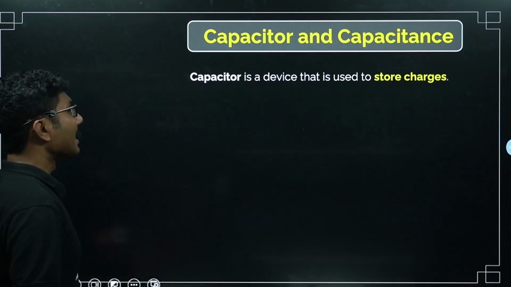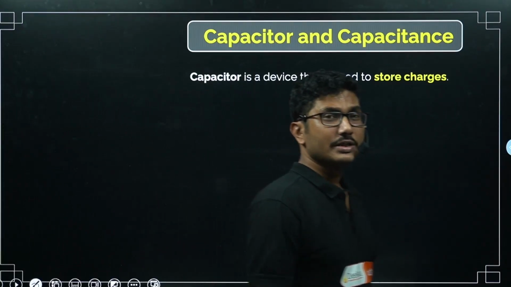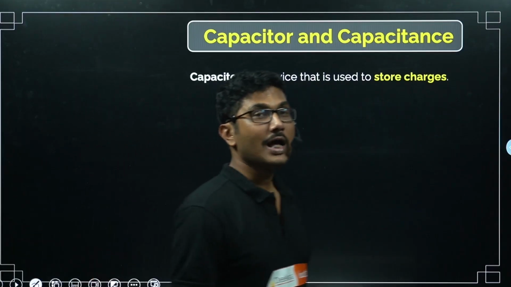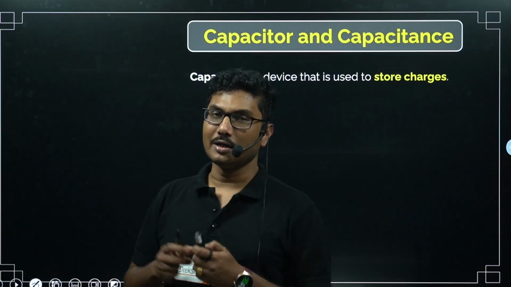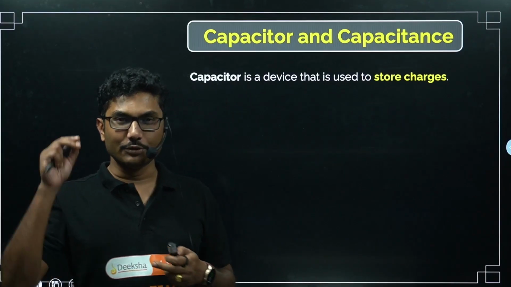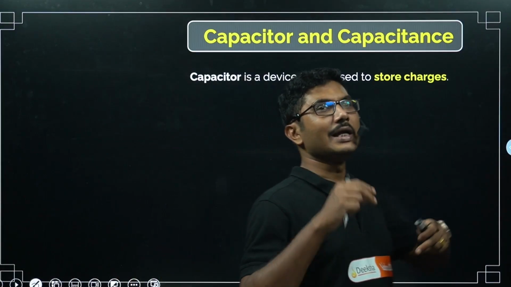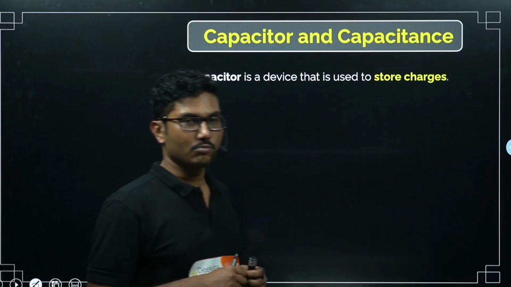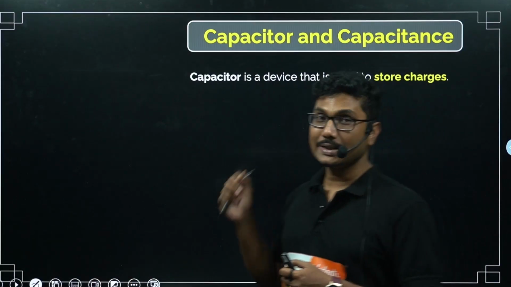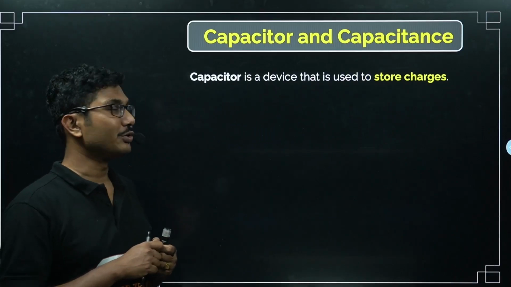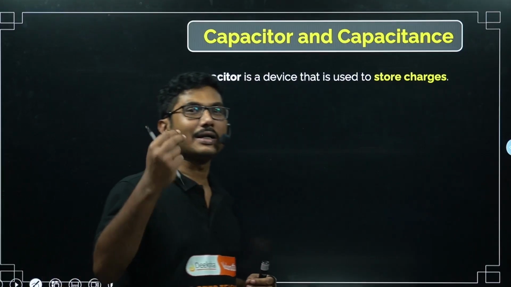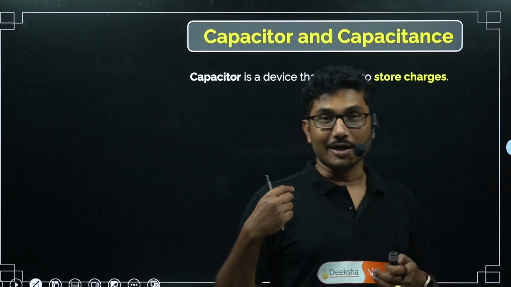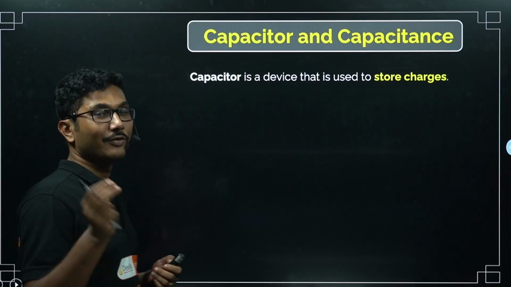A capacitor is a device that is used to store charges. Suppose you have a purse. What is the use of the purse? You store money inside it, right? Similarly, if I give you a box, you may store coins inside that box. Similarly, a capacitor is the device used to store charges, so you can use that charge for later use. So a capacitor is basically a money bag or piggy bank for charges.